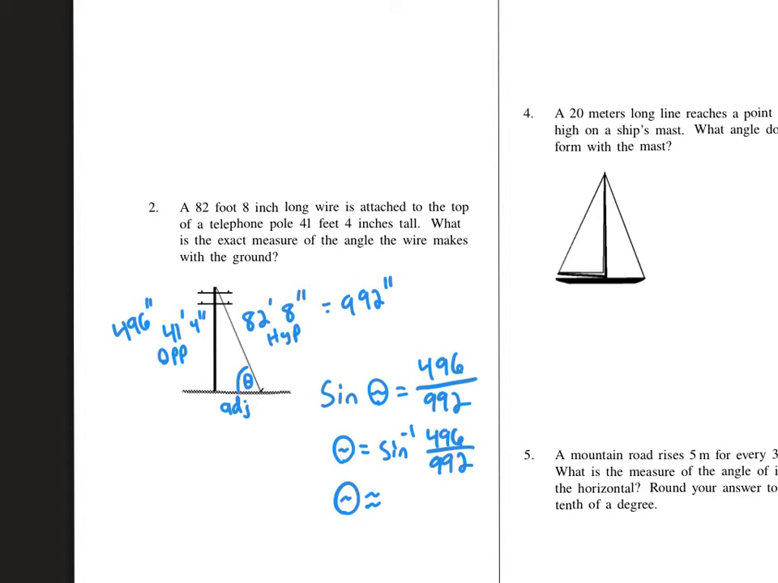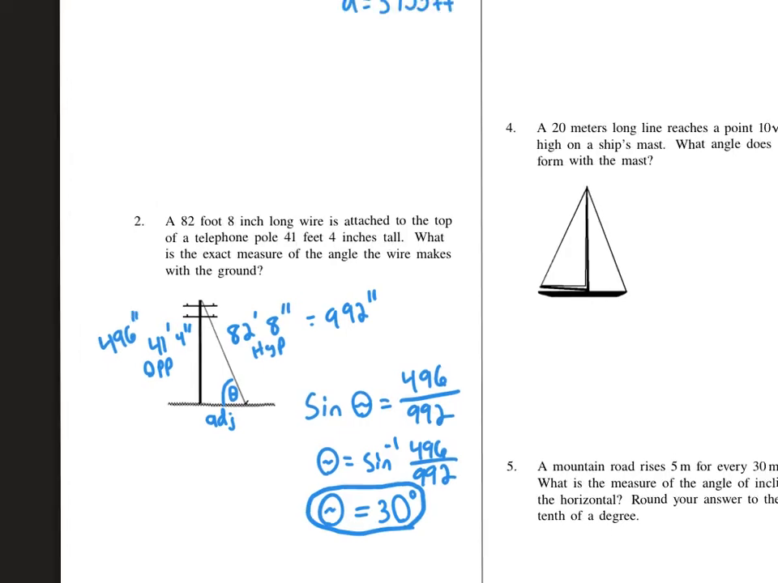And does it say what it is? What is the exact measure? Well, it is exactly 30 degrees. It's not a decimal. It's really 30 degrees. So I'm actually going to erase my approximately with an equal sign, and theta equals 30 degrees. Excellent. Let's move on.